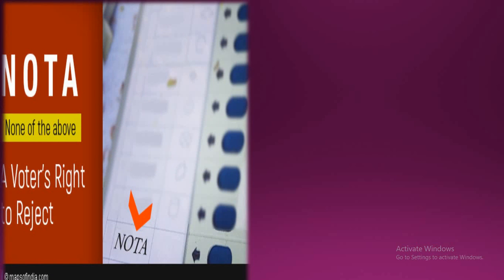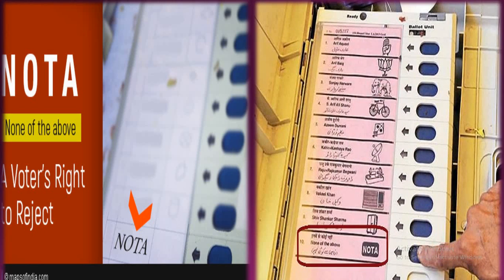Here you want to know about NOTA. This is the time for you to know about NOTA. This was followed in the 2014 election. What does NOTA say? On the right side you can see the polling machine. You have some symbols for the political party you want to elect. If you don't want to elect anyone, we have NOTA. What is the meaning of NOTA? None of the above. None of the above. That's the abbreviation of NOTA.